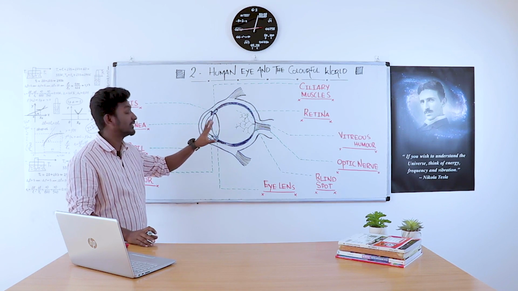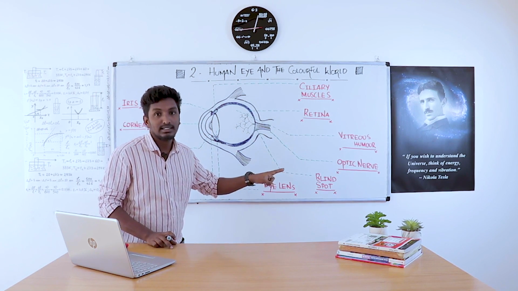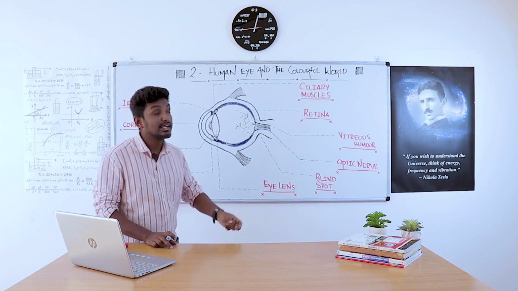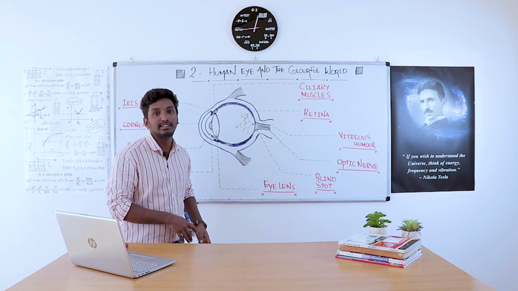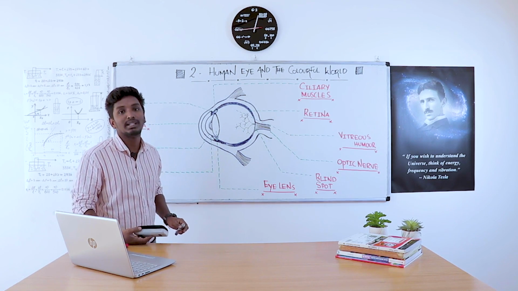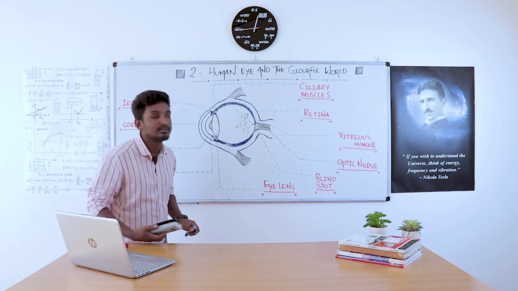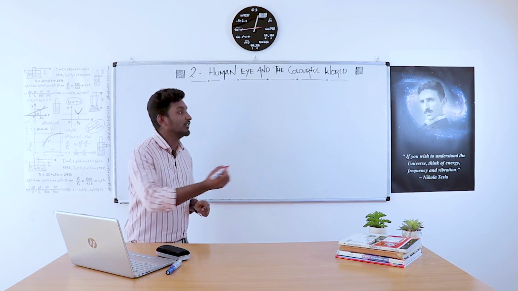Once more, look carefully at the figure. Identify the parts which are marked and recollect what the functions of these parts are, as I explained just now. Okay, that's all about the structure of our human eye. Clear? The next topic is power of accommodation of the human eye.